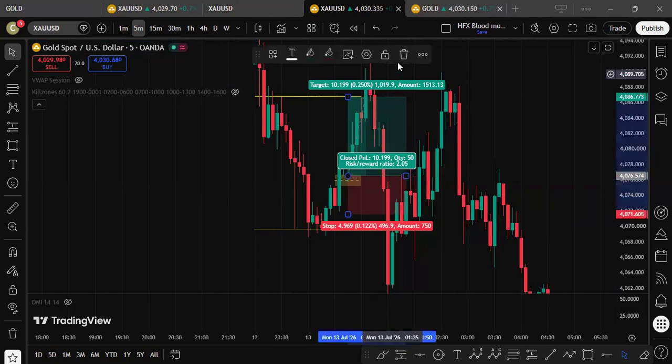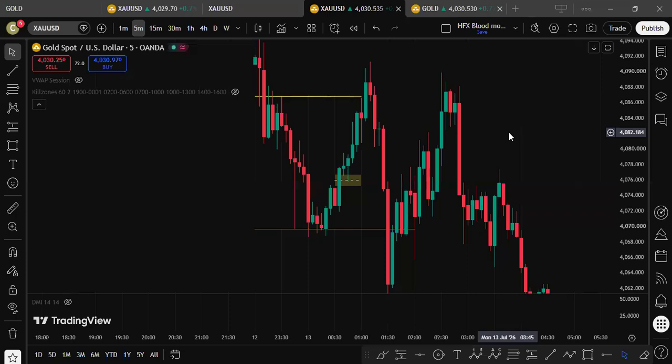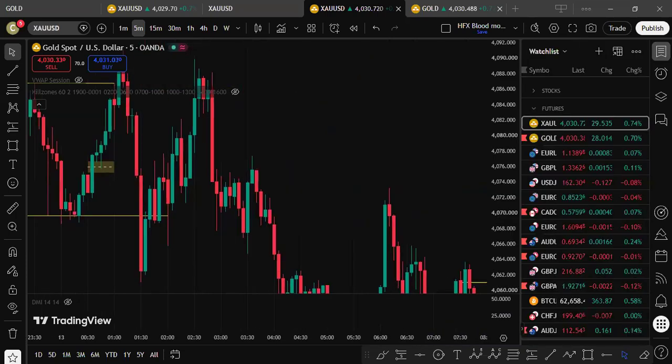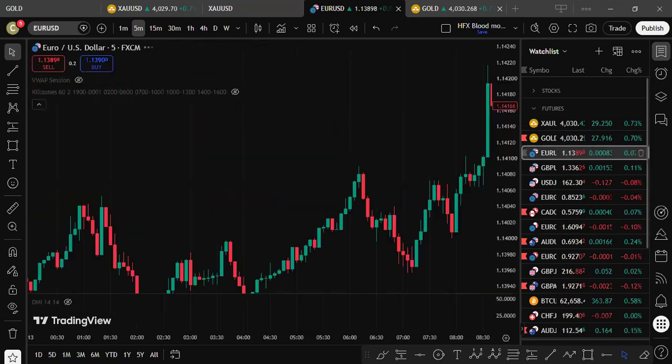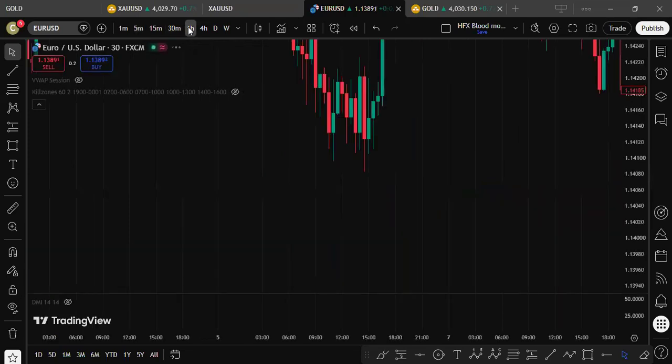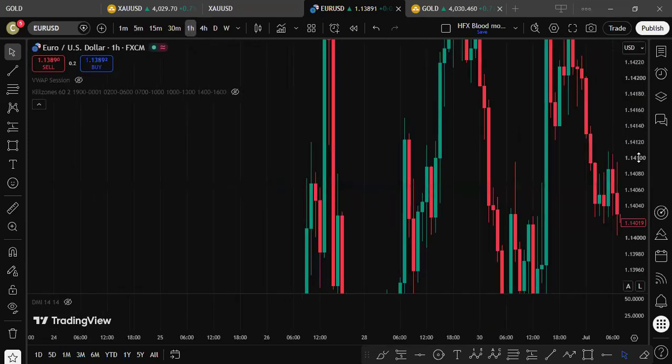Just look out for it. Let me check if I can see another example of it. Let's say Euro USD. Let me see if I can see another. This is just something I've been seeing. Let's use 1 hour. Make an entry on 1 hour.